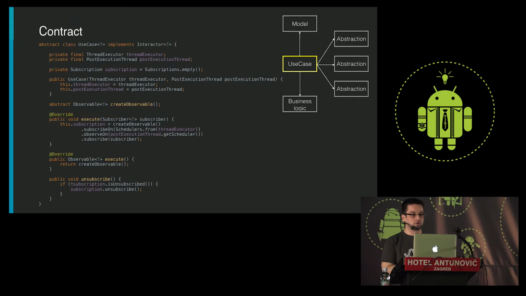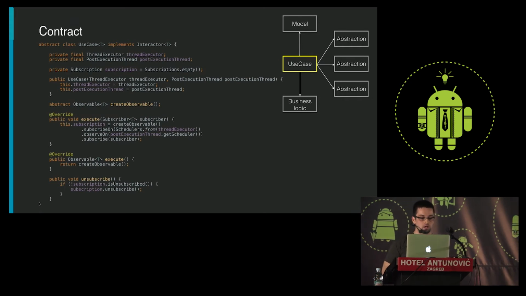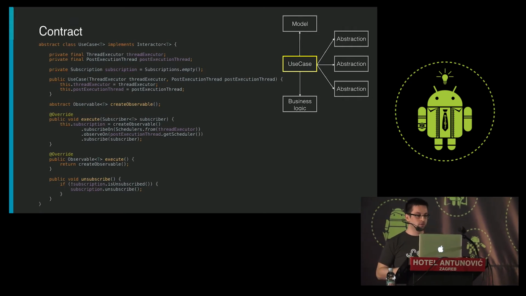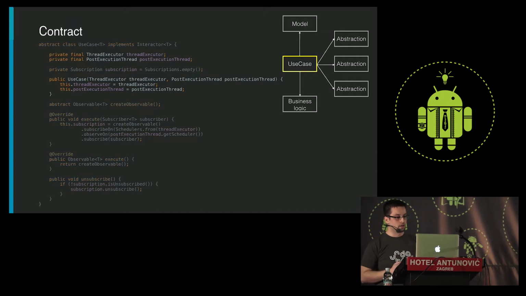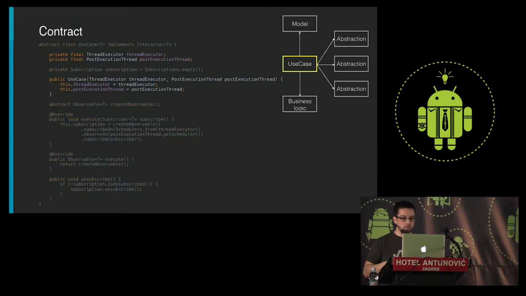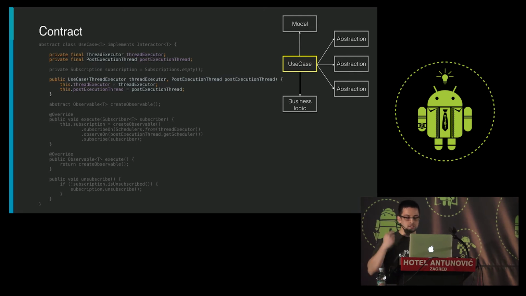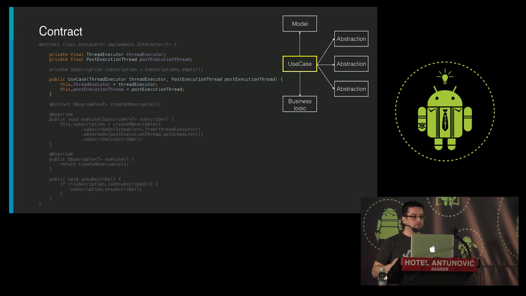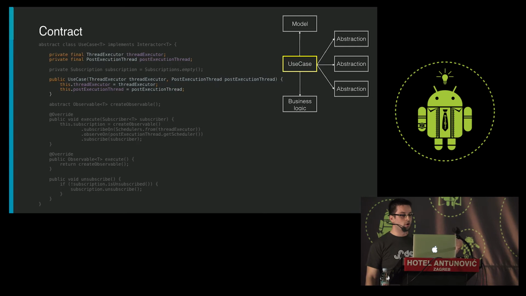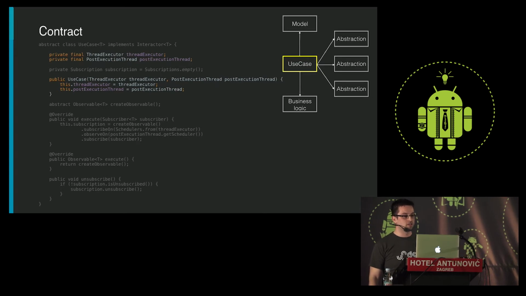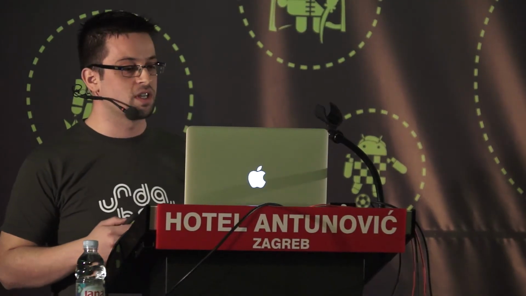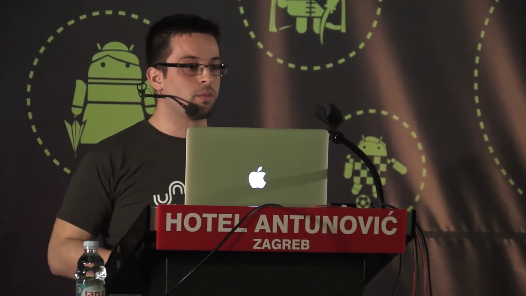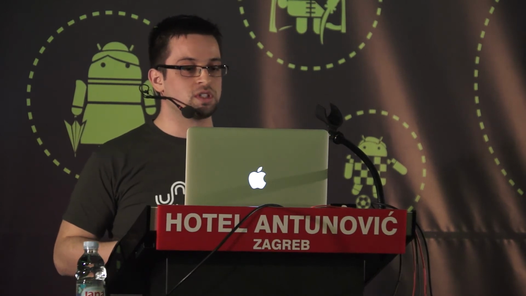Okay, now the contract. We'll usually have some abstract use case, which every use case needs to implement, and it has some boilerplate code. The first thing is the injection of threads, because by default, you don't want your business logic to be executed in the calling thread. You want it executed in some off thread. The first dependency, the thread executor, provides the thread where the business logic is executed, and the second dependency provides the thread where we're going to listen for a result.